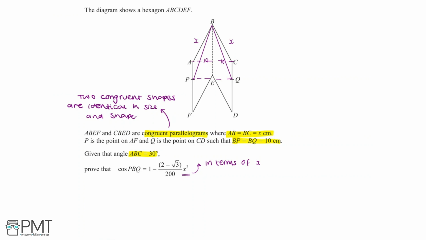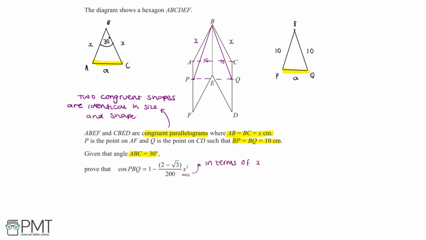So now we can start by drawing separate triangles, which will help us to work out what we need to find out. We'll start by drawing triangle ABC. We know that angle ABC is 30 degrees, and that AB and BC are equal to x centimeters. Now we can draw triangle PBQ. We know that BP and BQ are 10 centimeters. And now if we look at the base of triangle ABC and triangle BPQ, well, we said that AC and PQ are equal, so we can call this side a.